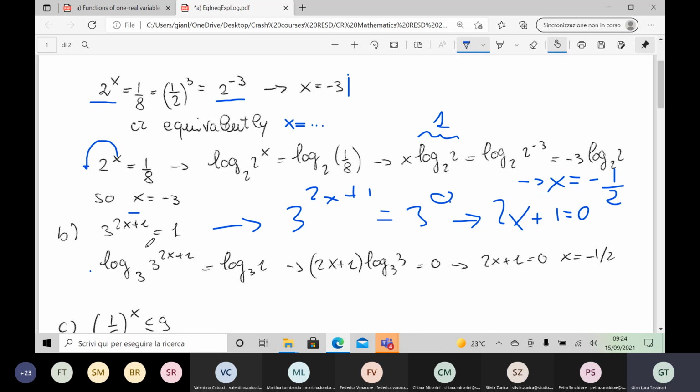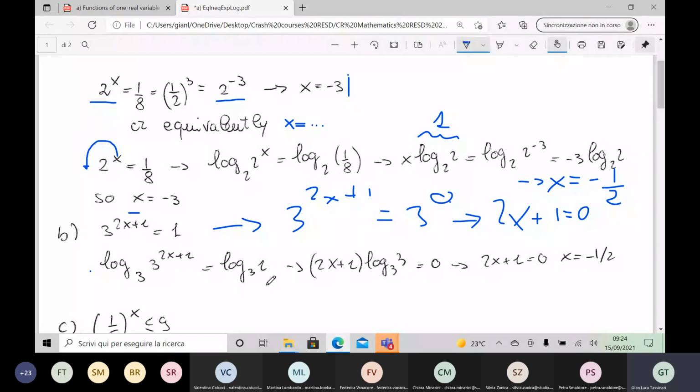Which is your goal? You want to find x, but you see that x is in the exponent of 3. So you want to make x fall down. How can you do it? The trick: apply the logarithm to both sides of this equality. But which logarithm is convenient to apply? Since here we have basis 3, it is convenient to take the logarithm with basis 3 of both sides. So this equation is equivalent to the one I wrote below.